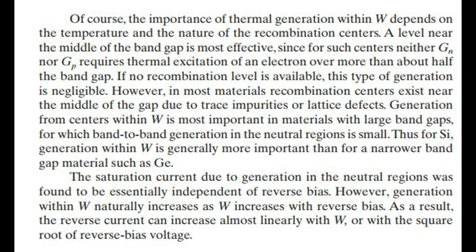Generation from centers within W is most important in materials with large band gaps, for which band-to-band generation in the neutral regions is small. Thus for silicon, generation within W is generally more important than for a narrower bandgap material such as germanium. The saturation current due to generation in the neutral regions was found to be essentially independent of reverse bias. However, generation within W naturally increases as W increases with reverse bias. As a result, the reverse current can increase almost linearly with W, or with the square root of reverse bias voltage.